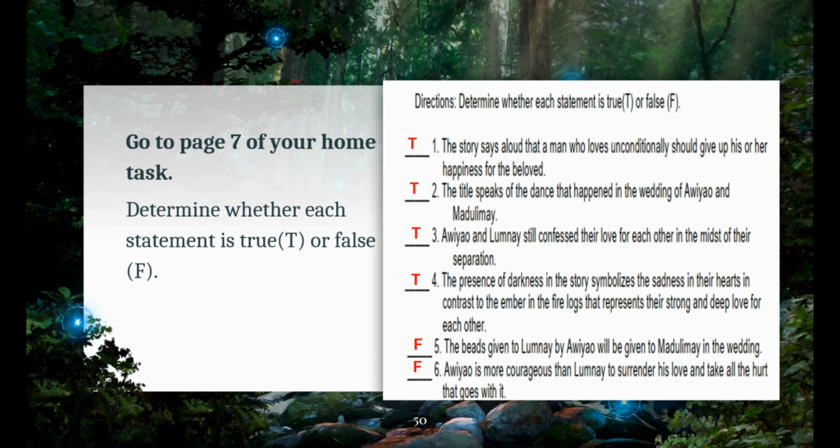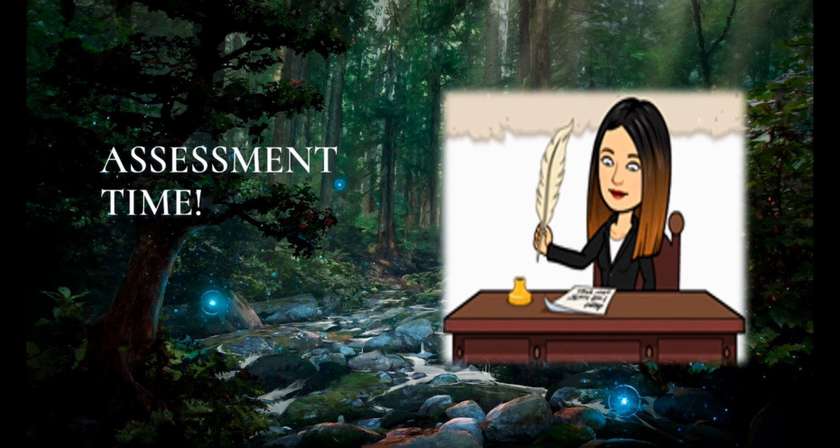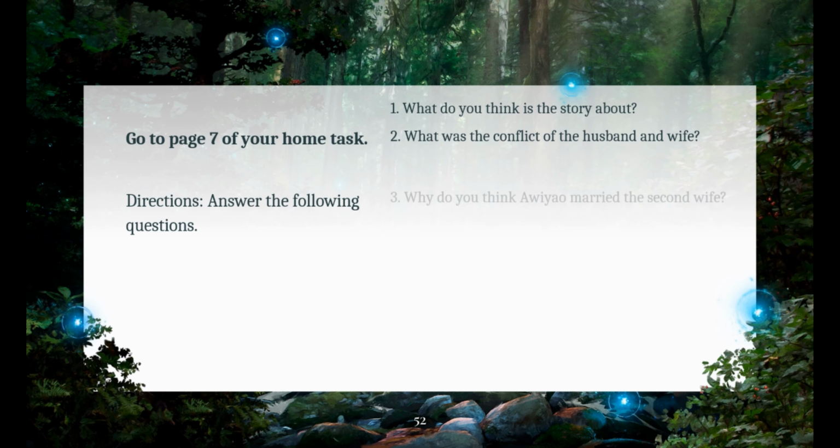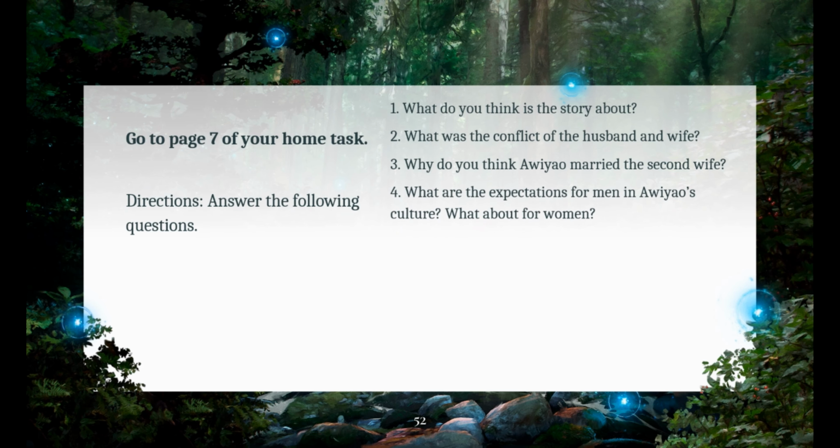It's assessment time. Go to page 7 of your home task. Answer the following questions. Number 1. What do you think is the story about? Number 2. What was the conflict of the husband and wife? Number 3. Why do you think Awiyaw married his second wife? Number 4. What are the expectations for men in Awiyaw's culture? What about for women? Number 5. If you were Awiyaw, would you do the same? Why or why not?